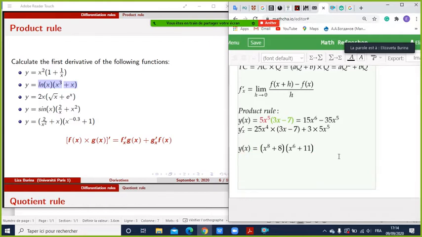And if I want to calculate its first derivative with respect to x, I'm going to take the derivative of the first times the second, then the derivative of the second times the first part. So the derivative of the first part is 8x to the power of 7. I multiply it by x to the power of 6 plus 11. And then I do plus, and the derivative of the second part is x to the power of 6.